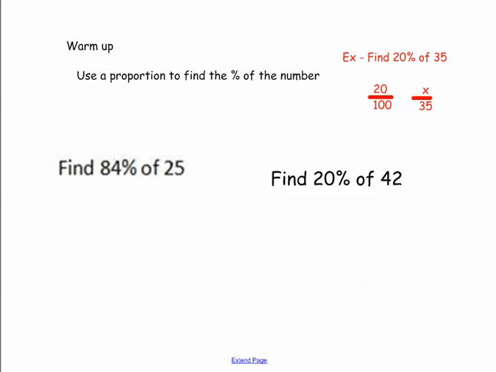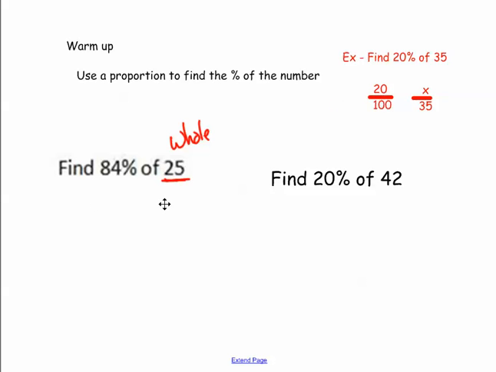All right, guys, we've been talking about finding the percent of a number. We're going to do a little extension on that today. Let me do a quick example of what we've been talking about. Find 84% of 25. Basically, I have a whole of 25, and I want 84% of that 25. So 25 is my whole, and I'm looking for what part of 25, 84% of that is.